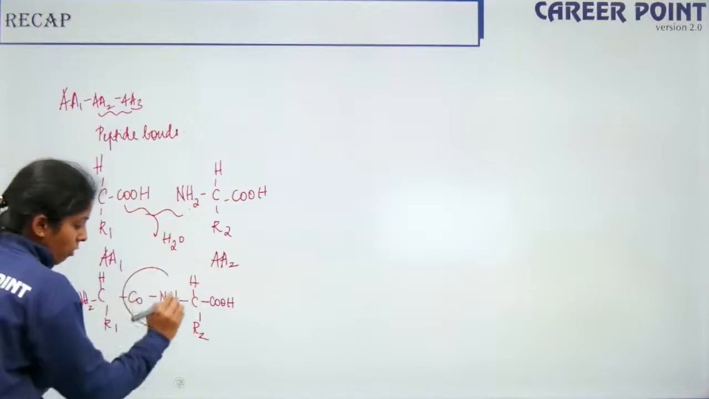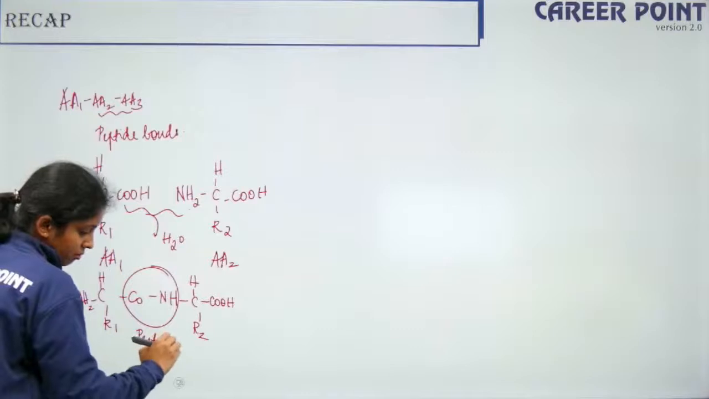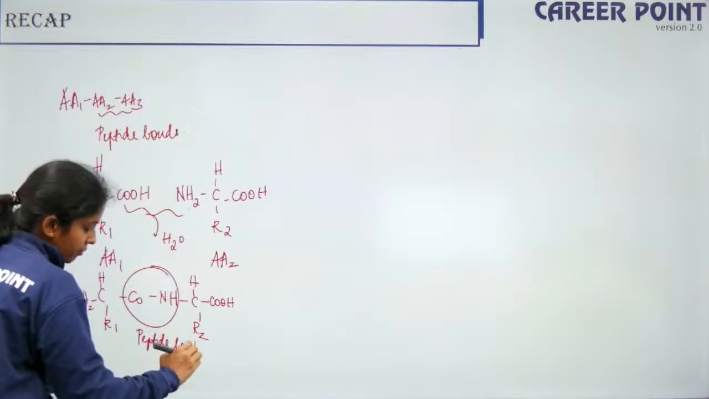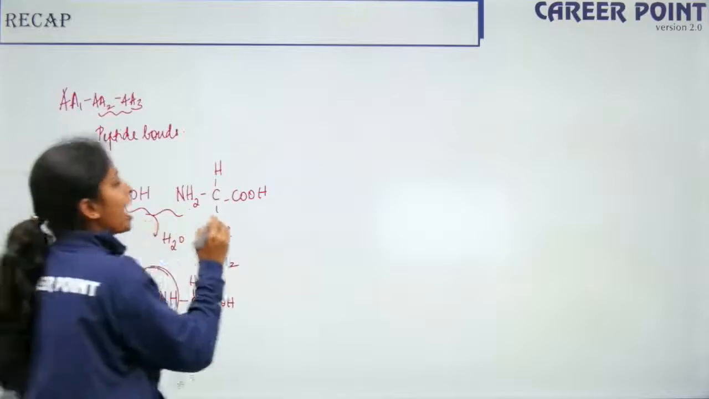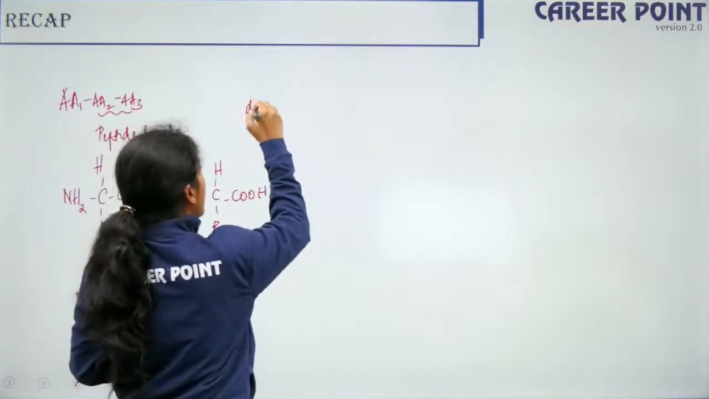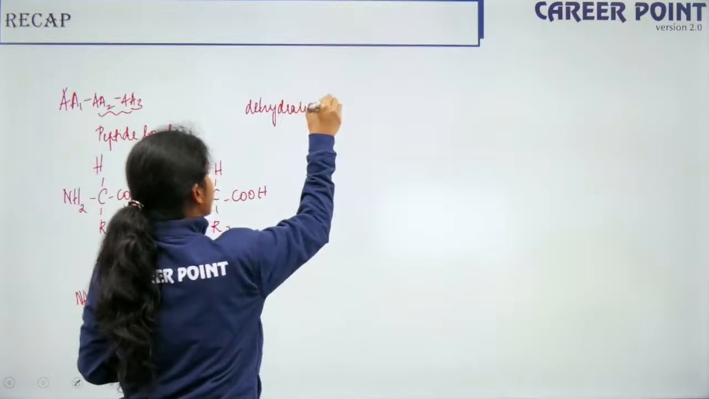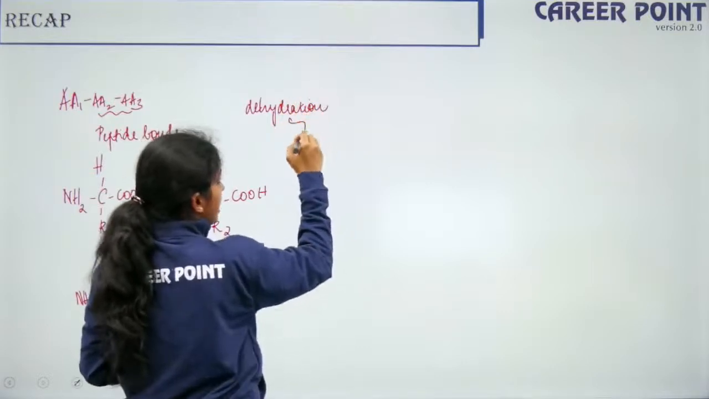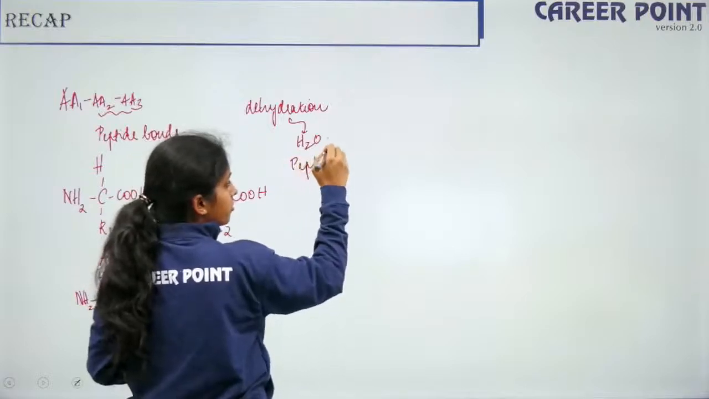So this bond is a peptide bond. Alright. So a peptide bond is a type of dehydration reaction where water is eliminated. So water is eliminated and it forms a peptide bond.